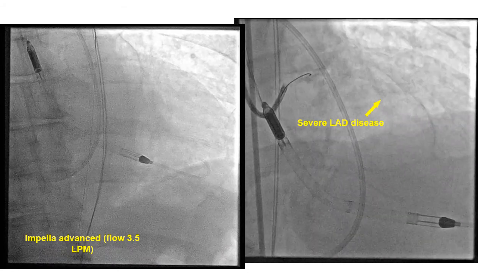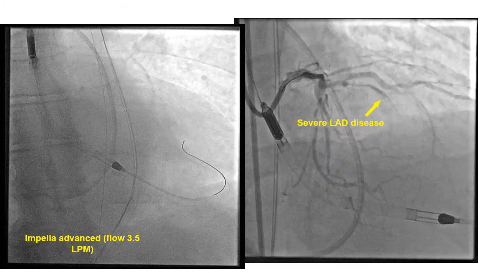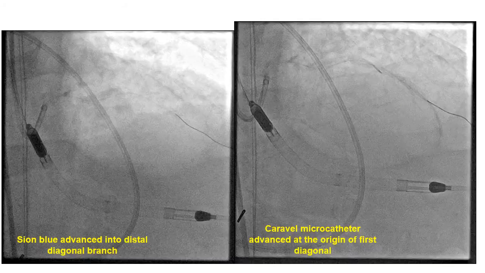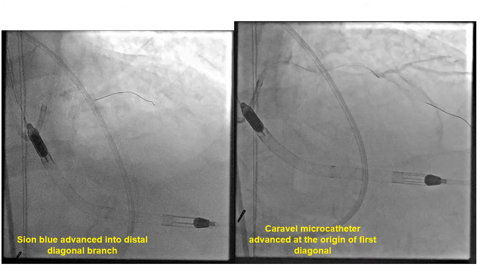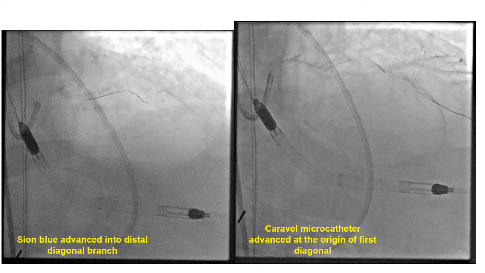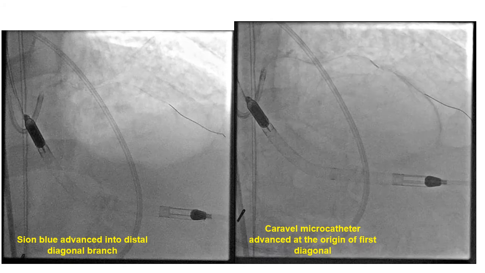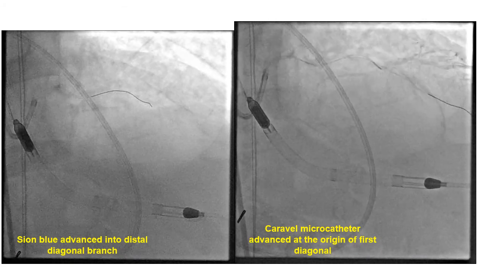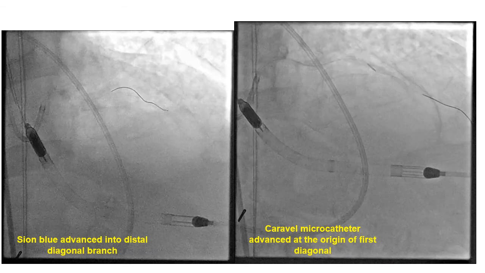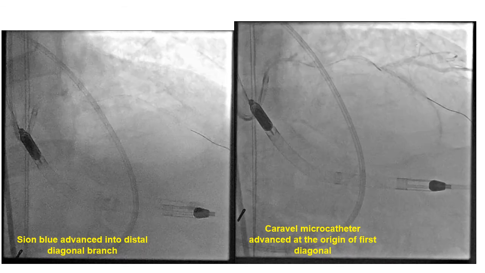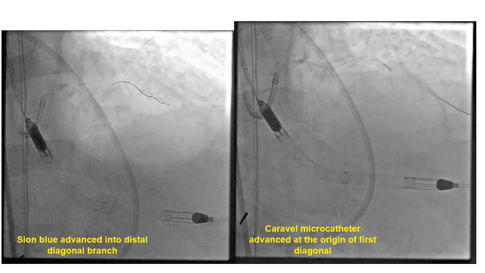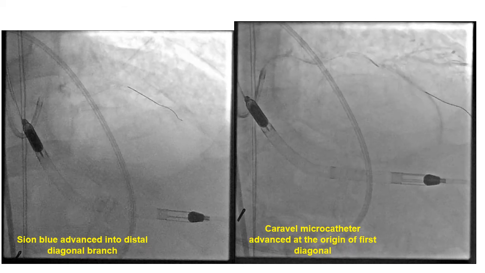Again, we did angiography that showed severe calcified LAD disease. So we started with a workhorse guide wire, a Xience blue, that luckily crossed that severely diseased segment into the distal diagonal branch. We then tried to advance a microcatheter over the wire, but the microcatheter would not cross.